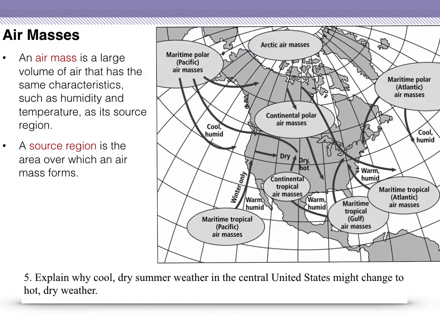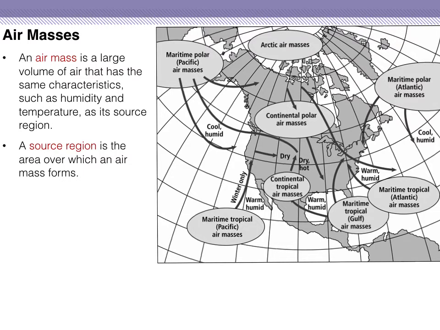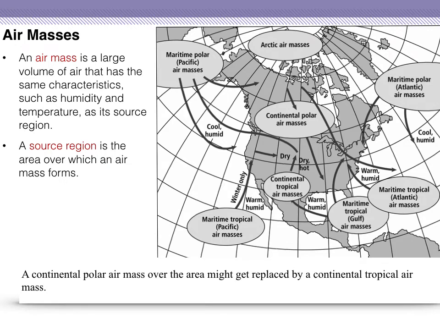Explain why cool, dry summer weather in the central United States might change to hot, dry weather. While I'm looking here, if the continental tropical air mass starts to move into the central United States, what's going to happen is it's going to replace that cool, dry summer with hot, dry summer. So the continental polar air mass moves over the area, which gets replaced by the continental tropical air mass, which is shown to bring dry and hot weather.